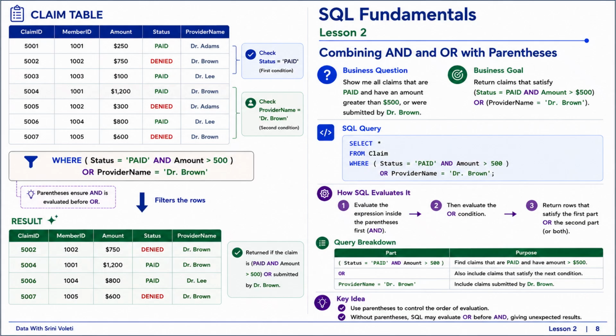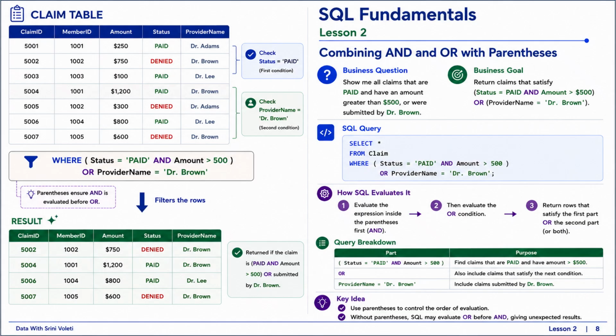The parentheses tell SQL to evaluate the AND condition first. SQL begins by asking, is the claim paid and is the claim amount greater than 500? Only rows that satisfy both of these conditions pass the first test. Next, SQL evaluates the second condition outside the parentheses. It asks, was this claim submitted by Dr. Brown? Finally, SQL combines the two results. If the expression inside the parentheses is true or the provider is Dr. Brown, the row is returned.